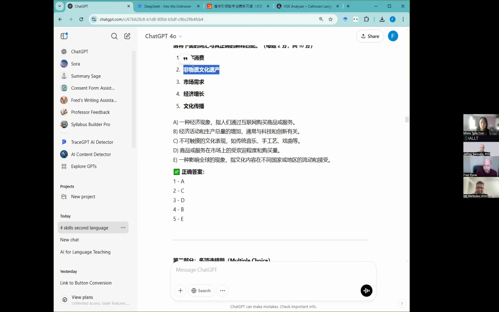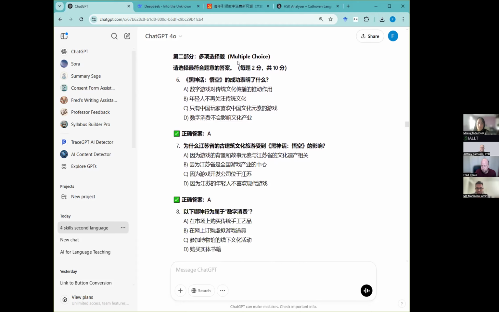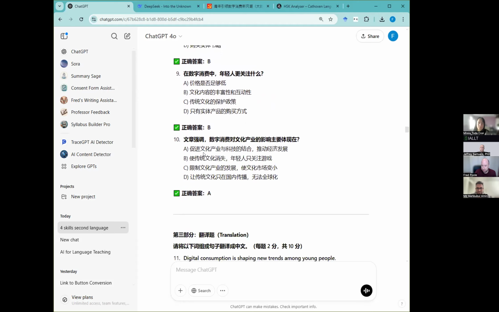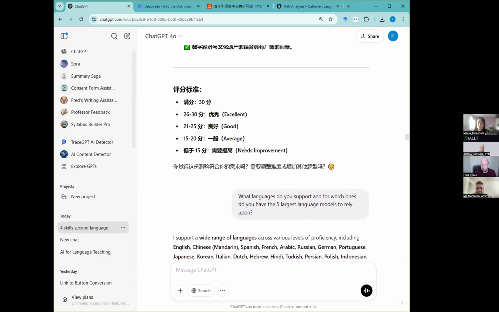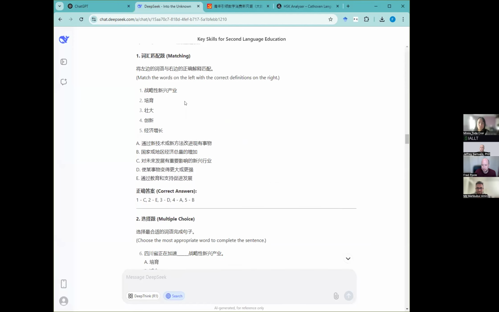The first one is a cultural artifact, and then the market needs and economic growth. Maybe these are useful, but you probably still would need a bit of human intervention here to make sure that you're targeting concepts that are interesting and useful to you. Multiple choice items were fine. Translation items were fine. All in all, DeepSeek did a similar job with this.